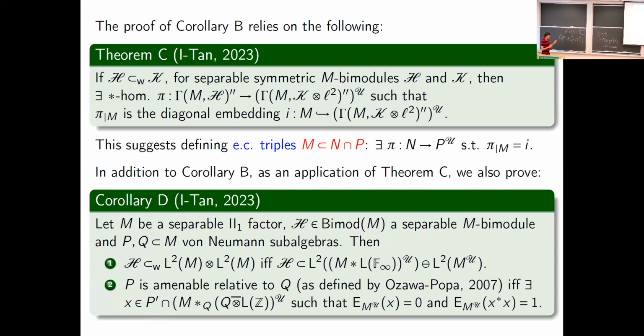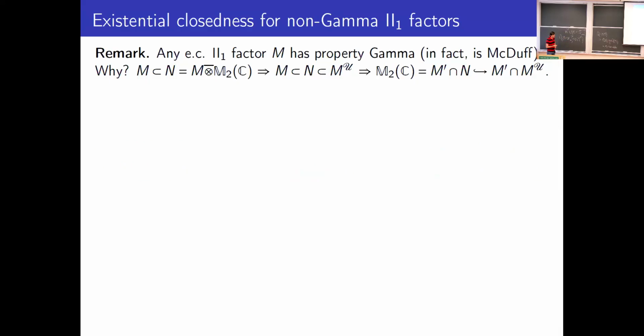If you've seen the definition of relative amenability, it is given in terms of bimodules. It basically says that P is amenable relative to Q if the trivial P-bimodule is weakly contained, as a P-bimodule, in the L2 space of the basic construction of M with Q. So this is nice because it's an equivalent formulation of relative amenability which doesn't depend on bimodules. It's really more dynamical in nature.